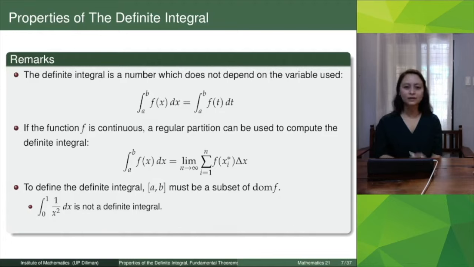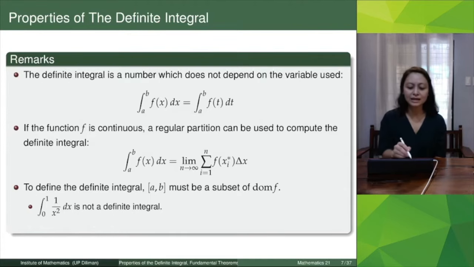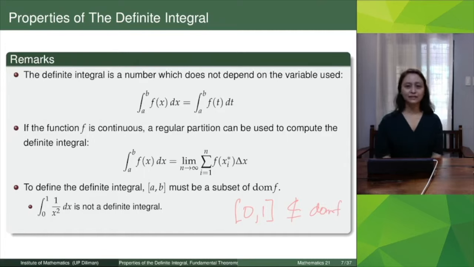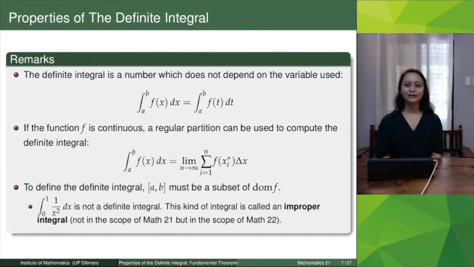Last, to define the definite integral, the closed interval ab must be a subset of the domain of f. If you look at this example, the integral from 0 to 1 of 1 over x squared is not a definite integral. Why is it not a definite integral? What's the domain of the function 1 over x squared? All real numbers except 0. The interval 0 to 1 is not a subset of the domain of f. Therefore, this is not a definite integral. This integral, which we call an improper integral, will not be discussed in Math 21. This will be discussed in Math 22.